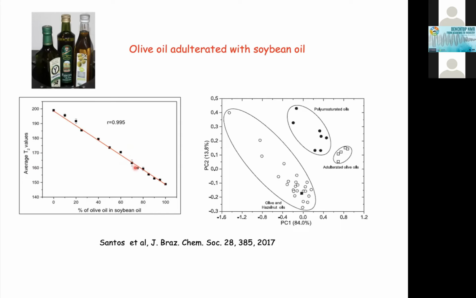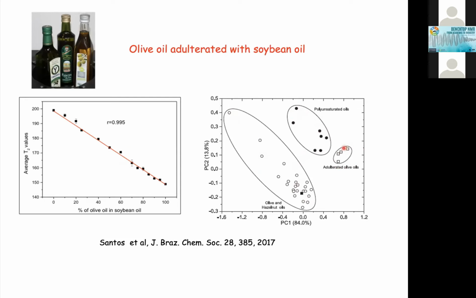But we can also use, for example, principal component analysis. We can easily see, obviously, we have here also olive oil from all over the world, from Europe, Portugal, Spain, Italy, Greece, and Argentina, and Chile, and others. But these are the types of polyunsaturated fatty acid oils that we have in Brazil, like soybean, corn, sunflower, and this is the adulterated oil.